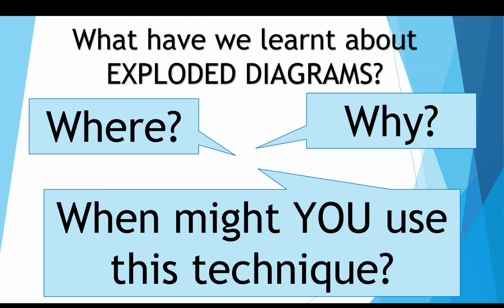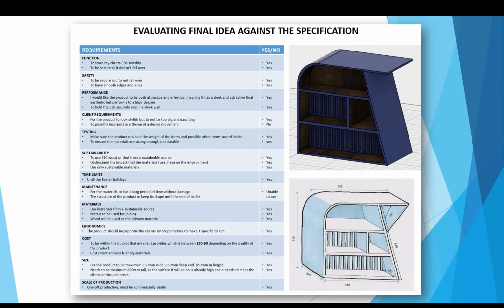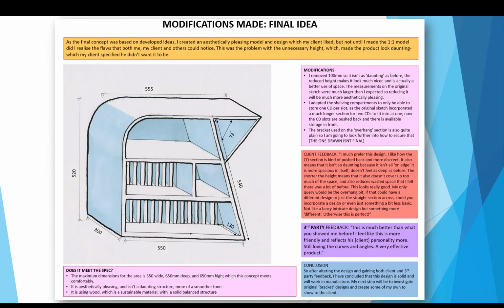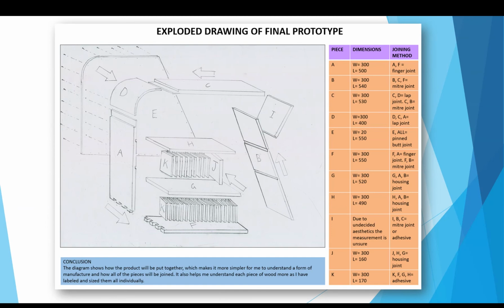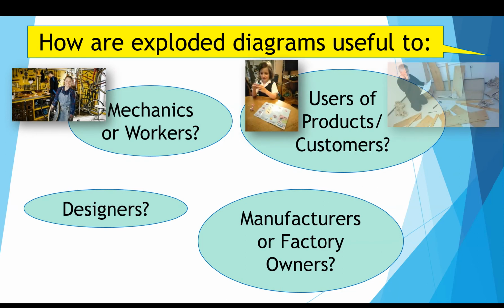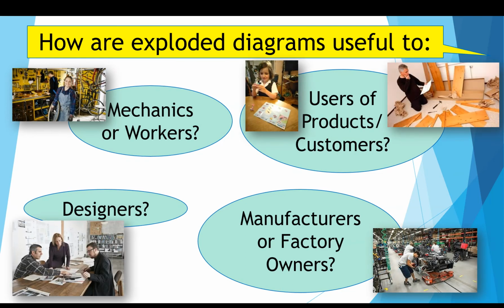Okay. When might you use this technique? Well, we've just seen that. So that is a piece of Year 11 coursework and NEA, as we call it, non-examined assessment, and it is a beautiful example of that final prototype being presented as an exploded diagram to clearly show how it would be put together and made. Okay. So we looked at all of these: mechanics and workers, users of products like the little girl putting together the Lego, designers and clients, as well as factory workers and factory owners.